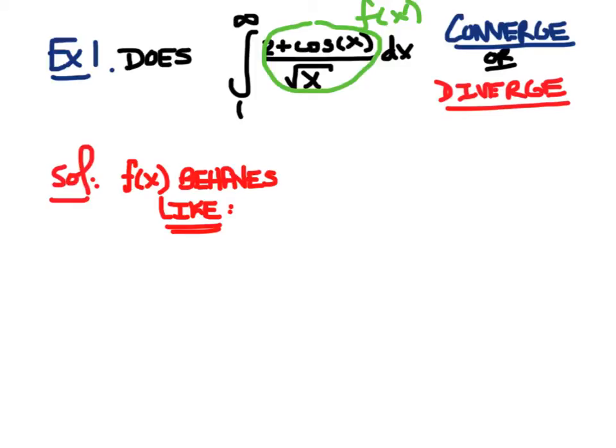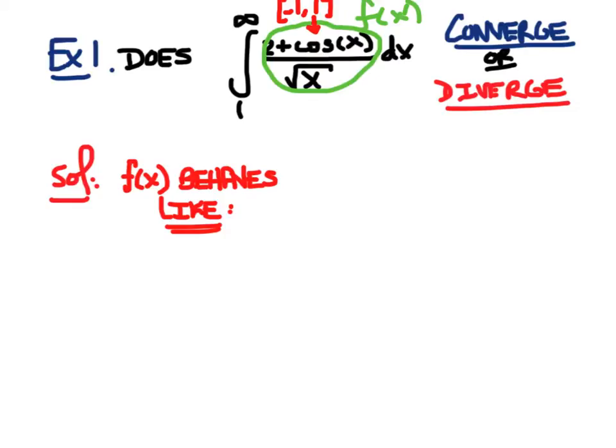Cosine of x always just oscillates between -1 and 1. It's never smaller than -1, it's never bigger than 1. So the numerator, in general, is never bigger than 3, and it's never less than 1, because you have 2 plus 1 is 3, and 2 minus 1 is 1. So that numerator is pretty much constant. It oscillates a little bit, but it's pretty much constant.